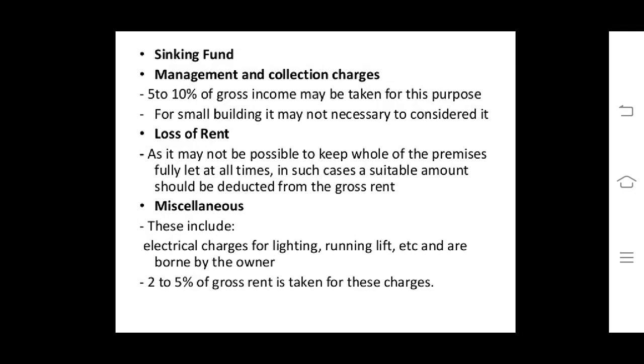The next term is loss of rent, as it may not be possible to keep the whole premises fully let at all times. In such cases, a suitable amount should be deducted from the gross rent. And miscellaneous charges include electrical charges for lighting, running the lift, etc., which are borne by the owner. 2 to 5% of gross rent is taken for these charges.